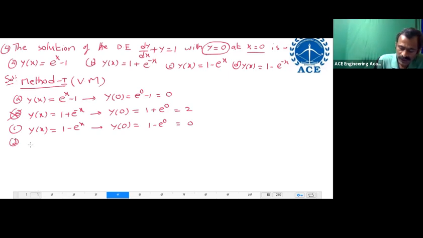Let us verify the last option also. y of x equal to 1 minus e power minus x. If you substitute 0 in place of x, this becomes 1 minus e power 0 equal to 0. So here, 3 were satisfied: options A, C, and D. 3 options are satisfied with the condition. So we cannot choose the answer by this verification method. Then we go to the next verification method.